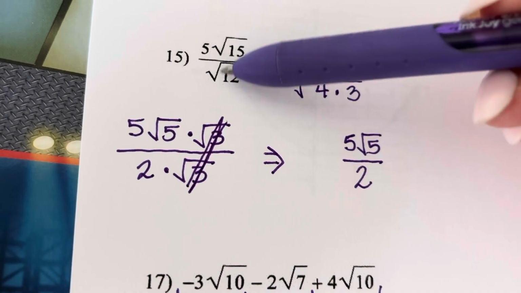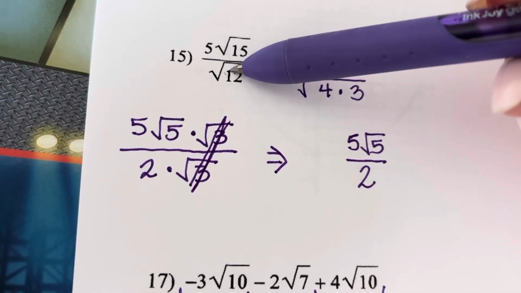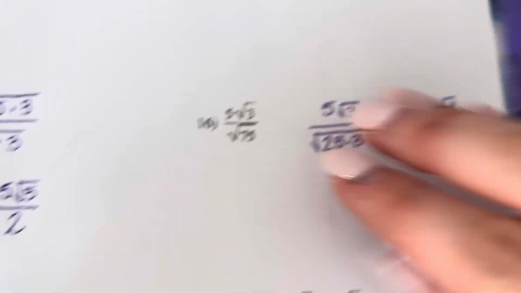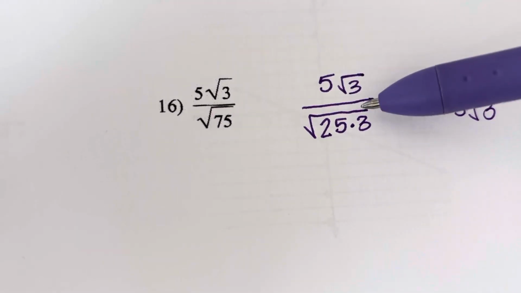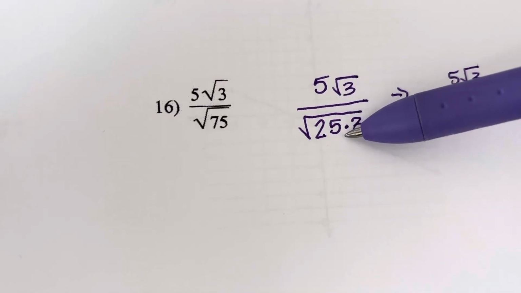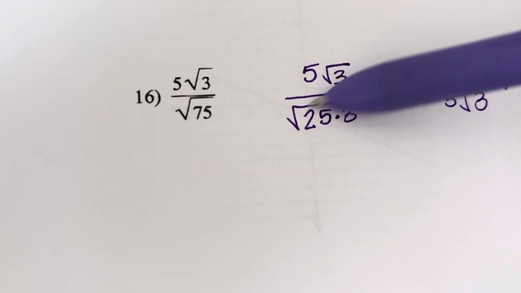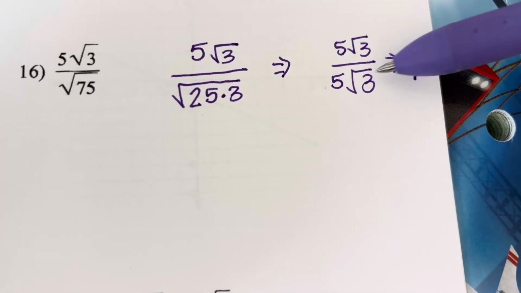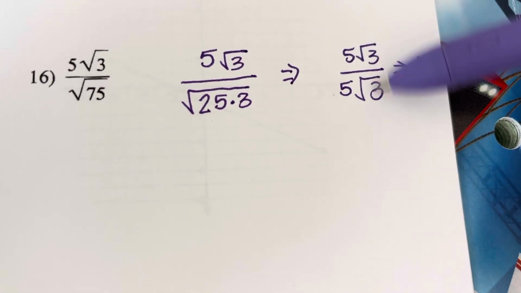Remember, we don't want a radical in the denominator. We can't have that. So that's what we're going for. Over here, again, I'm separating them out. 25 times 3 is 75. The square root of 25 is 5, leaving the 3 inside. That's 5 times square root of 3 equals 1.